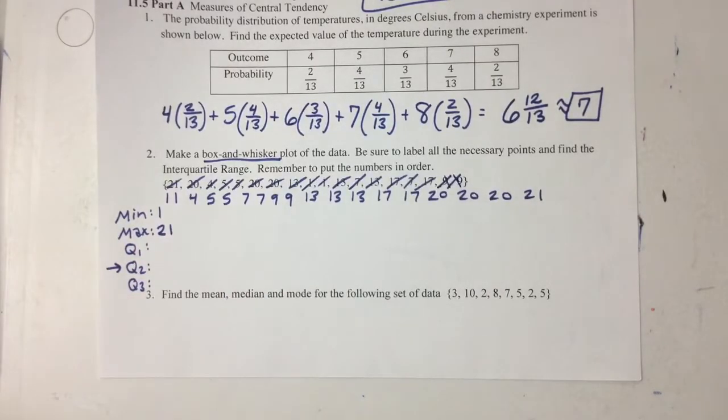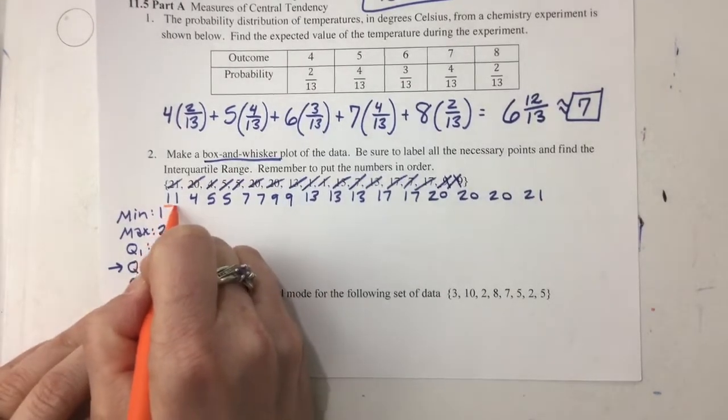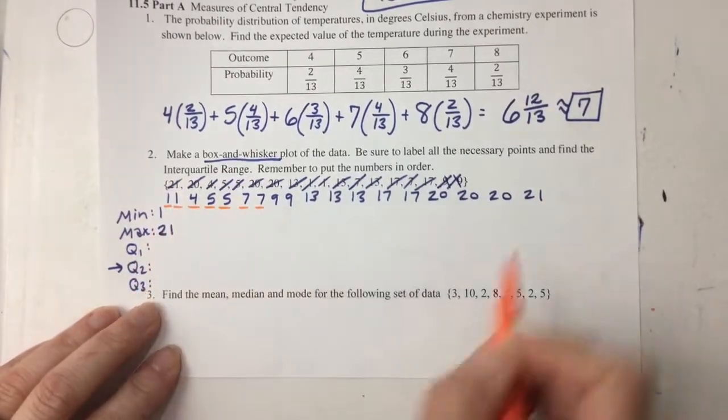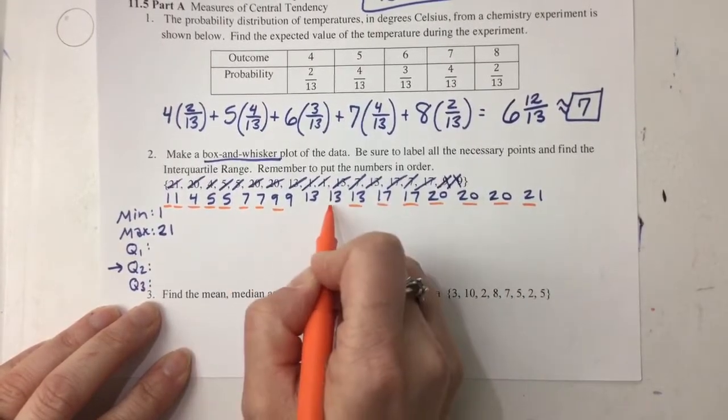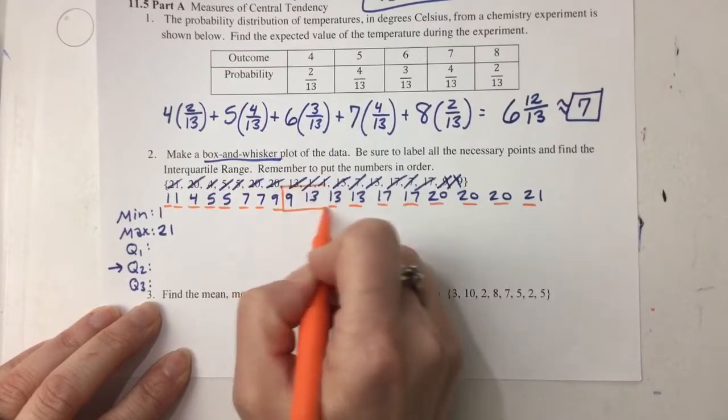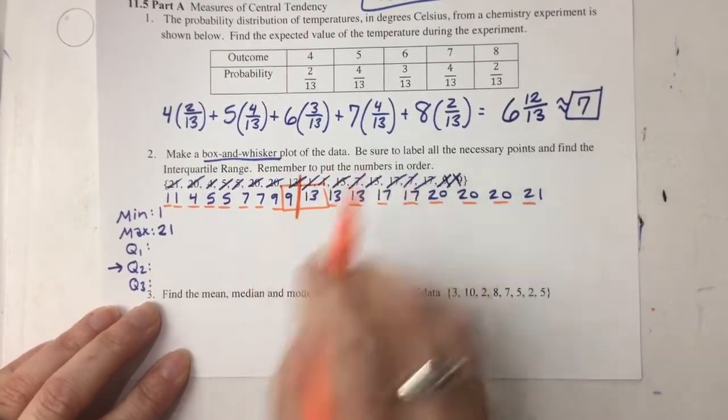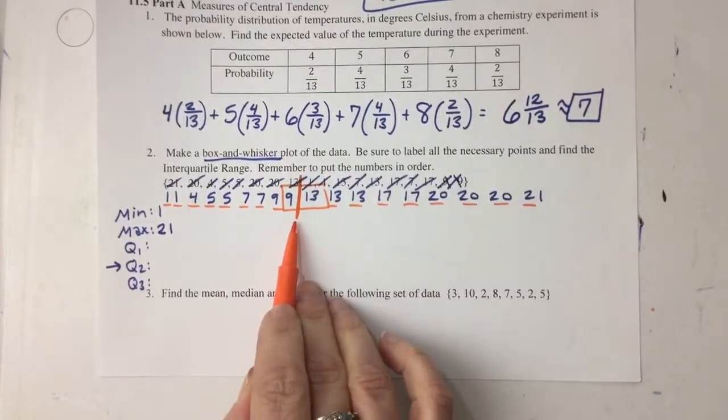You do have to find Q2 first because that separates your data into an upper and a lower portion. So 1, 2, 3, 4, 5, 6, 7 off the front. 1, 2, 3, 4, 5, 6, 7 off the back. 1 off the front, 1 off the back. Okay, I have 2 numbers in the middle. So this is your Q2.